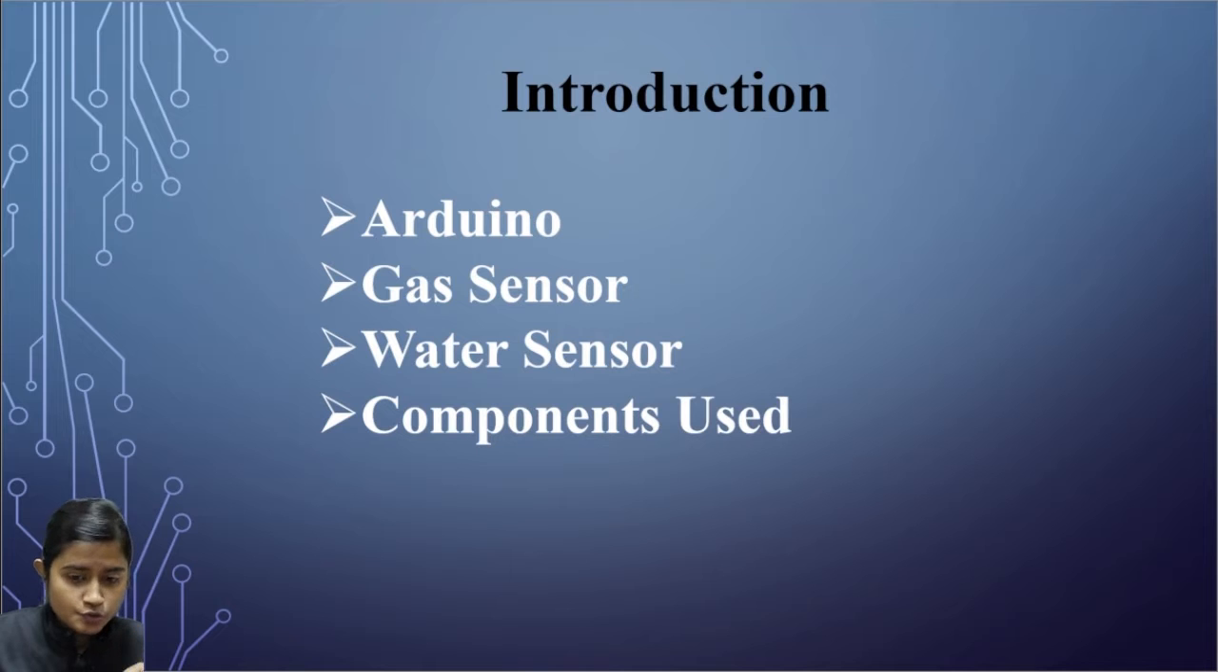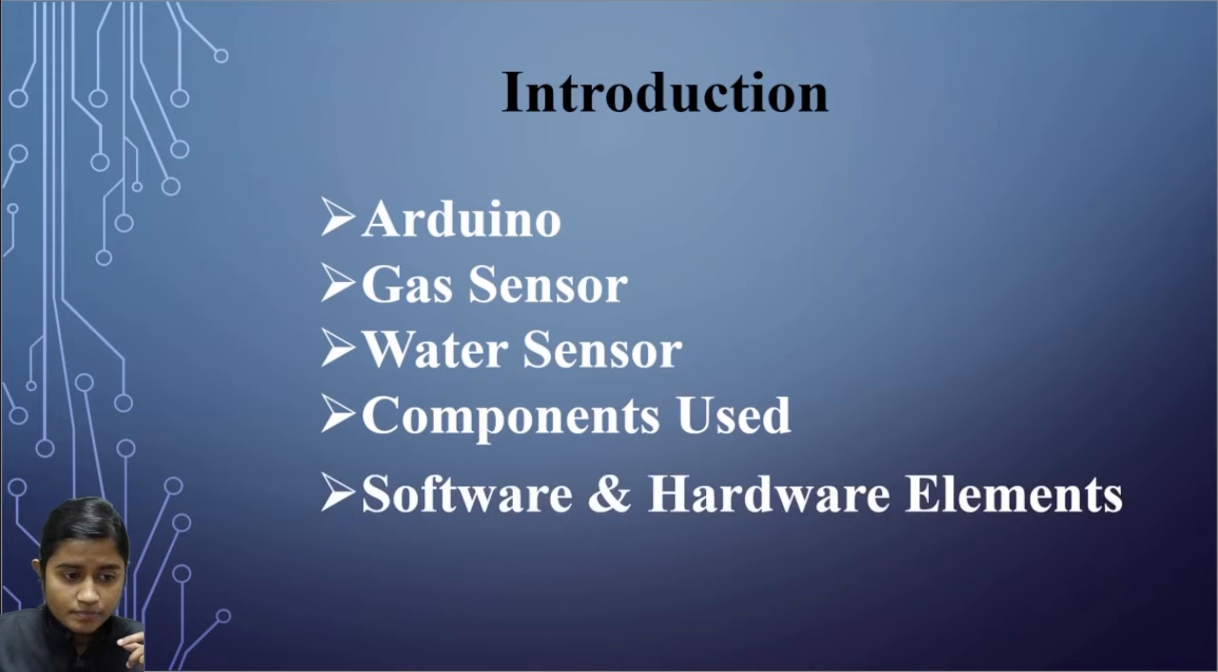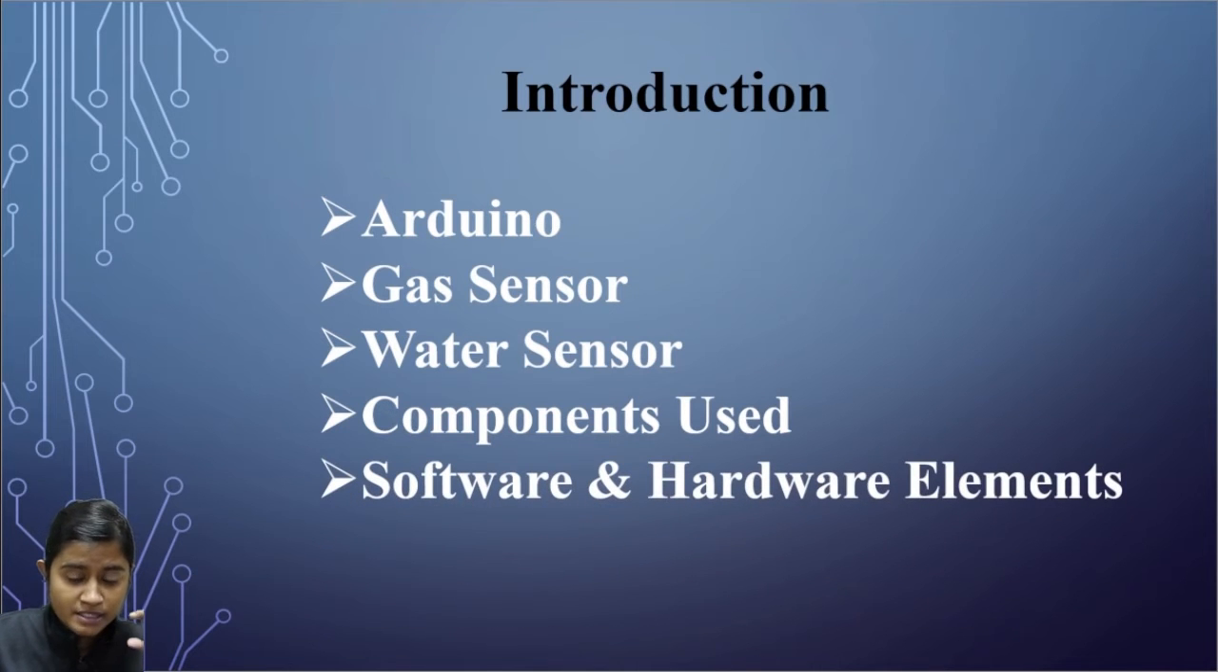The components which are used are gas and water sensor, LCD display, PIR sensor, GSM module, and software and hardware elements in Arduino. Hardware elements are USB power supply, reset pins, microcontroller, analog pins, digital input output pins, in circuit programmer and power pins. Software elements are the text editor and console toolbar.